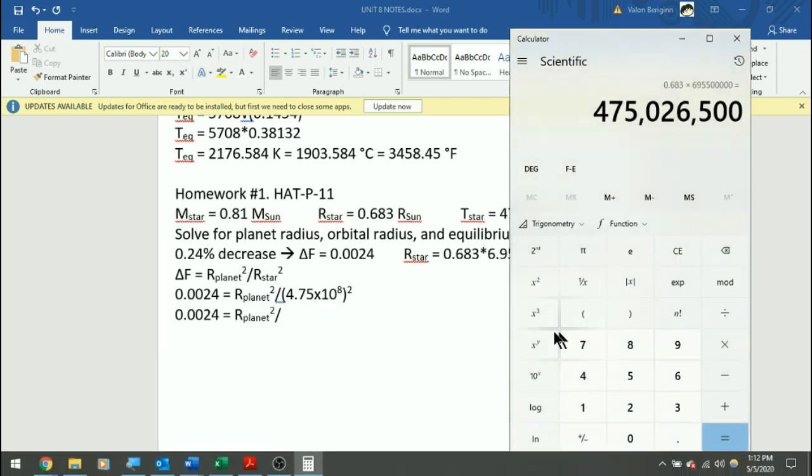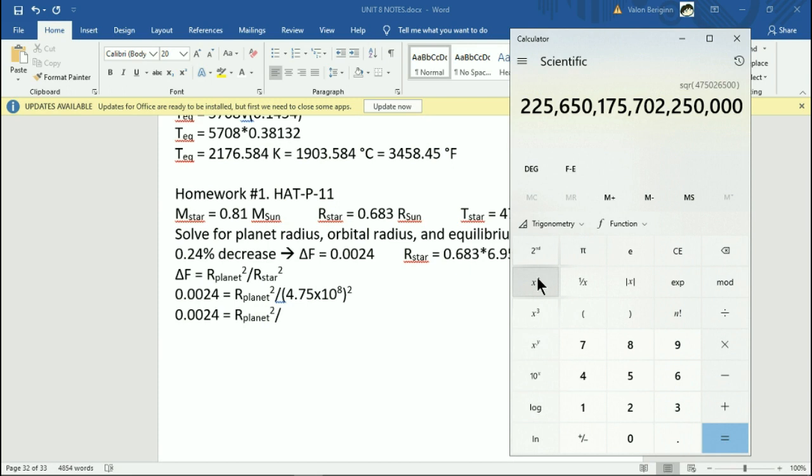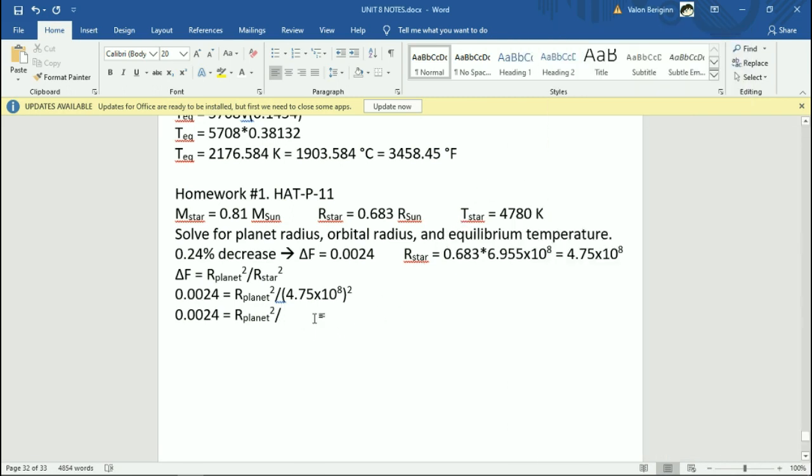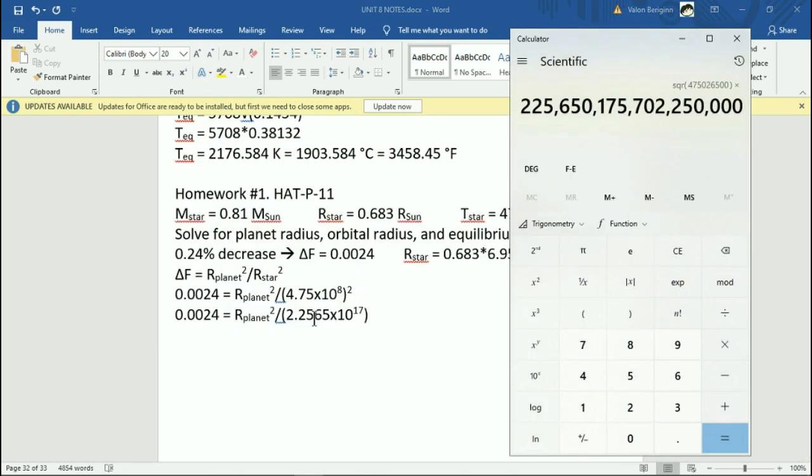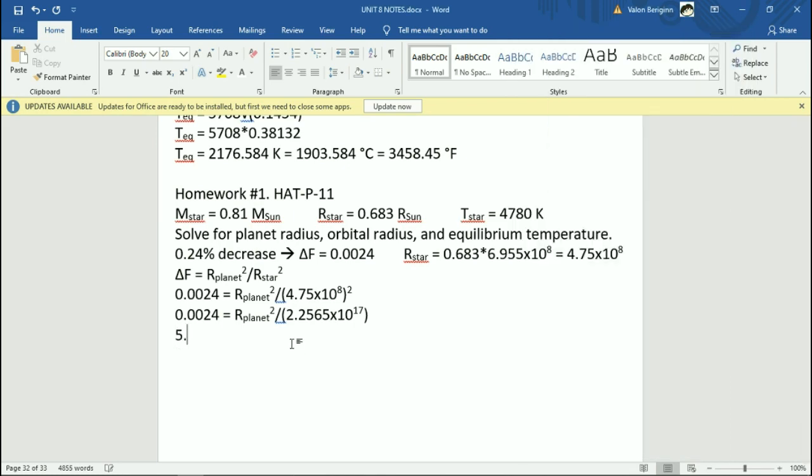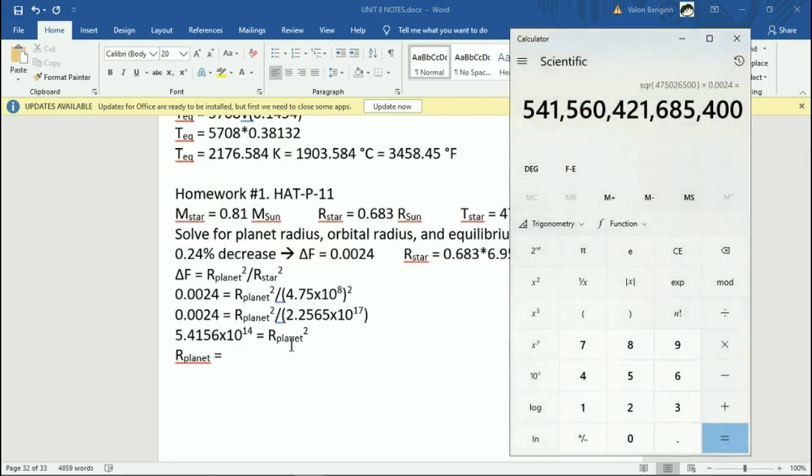So squaring that gives you 2.2565 times 10 to the 17. Multiply that up, so times 0.0024. And that becomes 5.4156 times 10 to the 14 equals R planet squared. So R planet equals square root of this. Okay, 2.327 times 10 to the 7.